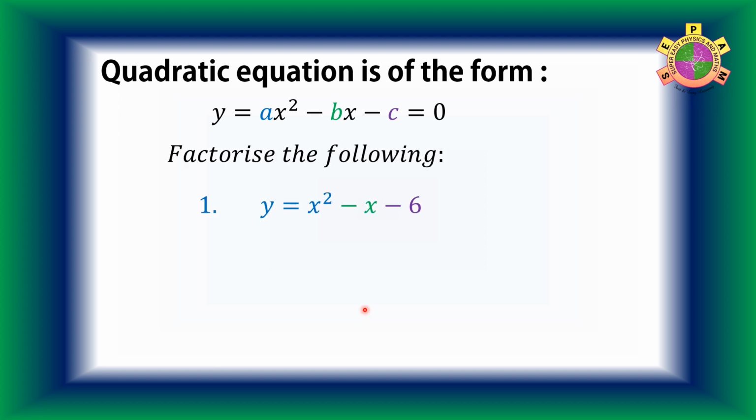Factorize the following. We have two quadratic equations. Y equals x squared minus x minus 6. Then the second one, y equals 2x squared minus 9x minus 35.